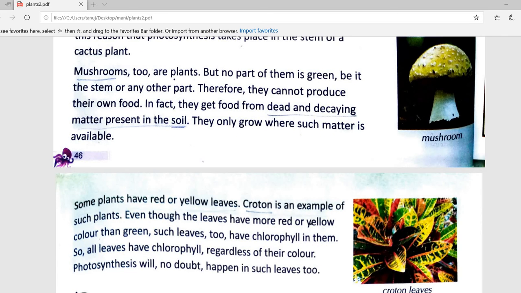Because a mushroom does not have any leaf or green color, it is not able to prepare its food. But some plants have red and yellow leaves with a little part of green, like the croton plant, for example. So the red, yellow and a little bit of green color is there in that leaf.